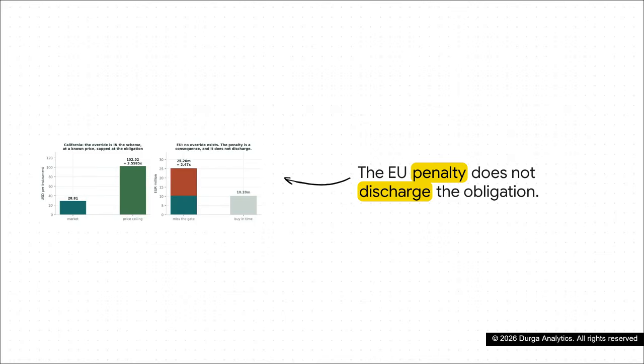This terrifying asymmetry right here is exactly why internal pre-authorization is absolutely mandatory for any European compliance desk. The scheme itself gives you 0 escape valves.